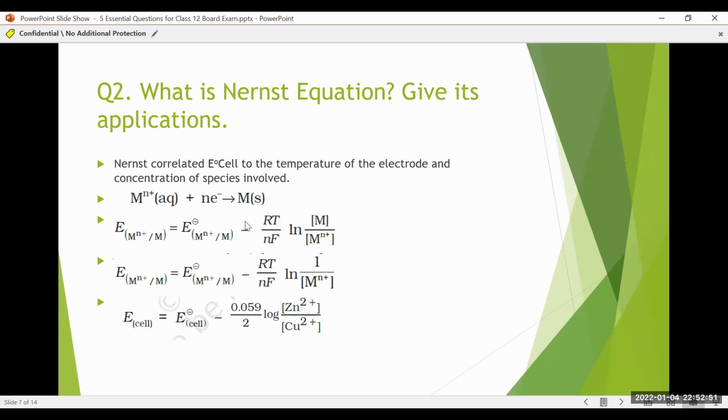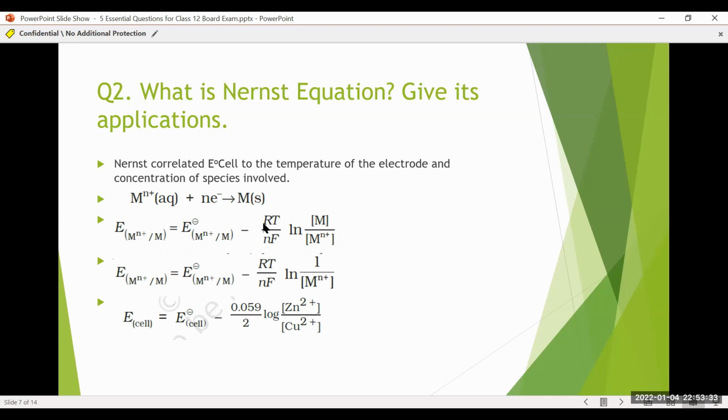There are some factors that come in, minus, which are responsible for a change of electrode potential: minus RT upon nF log base e of the metal which is formed upon the ion which was there in the beginning. These constants decrease the electrode potential compared to standard condition. So we have to remember this part of it.